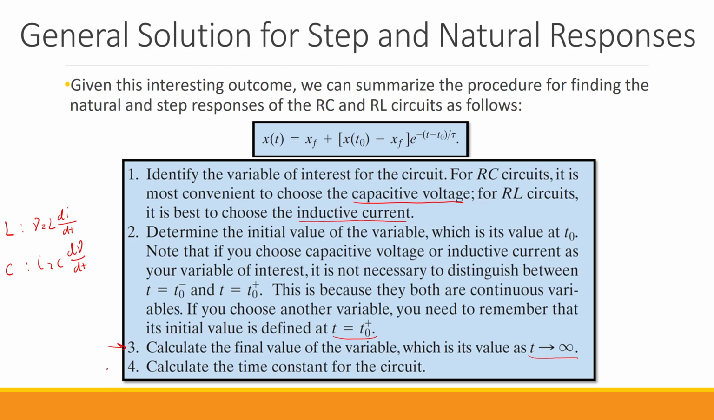And then the last step is to calculate the time constant for the circuit. It means that we need to know the equivalent inductance in the circuit and the equivalent resistance. For the RL circuit, the time constant is L over R. For the RC circuit, the time constant is R multiplied by C. By doing that, we can plug all these values that we have found through these steps into this general equation, and we can find the general solution of an RC or RL circuit.